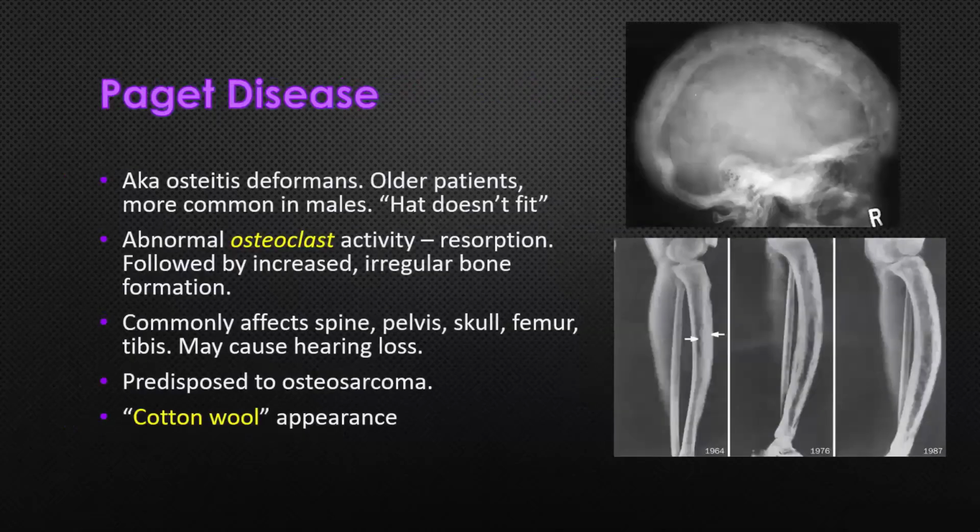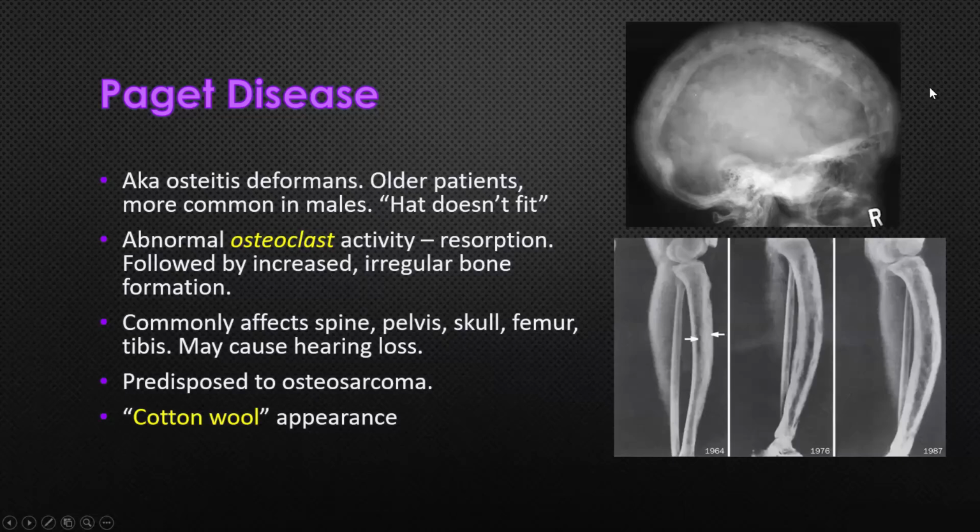And Paget, mentioned over and over, this is the big one where we say really high ALP. So it's also called osteitis deformans. This was a lot more common like in England, British people. And this is an abnormal osteoclast activity. So going to be kind of similar to osteopetrosis, but then it occurs later in life.